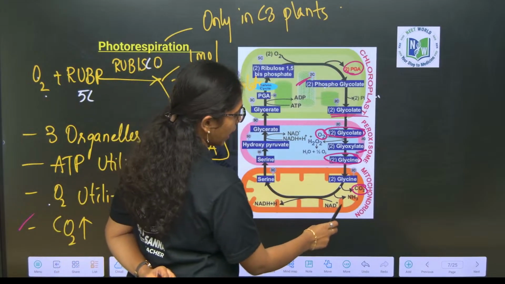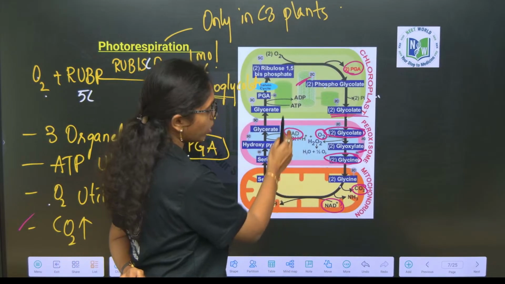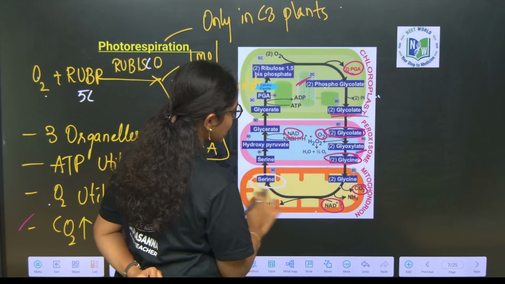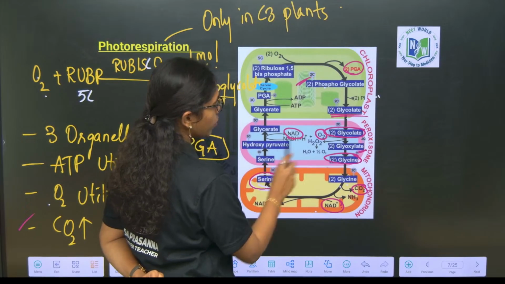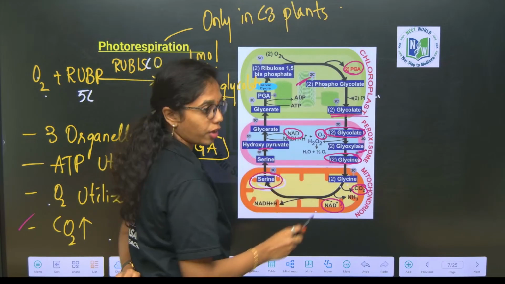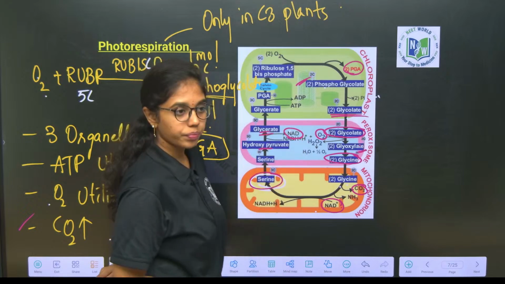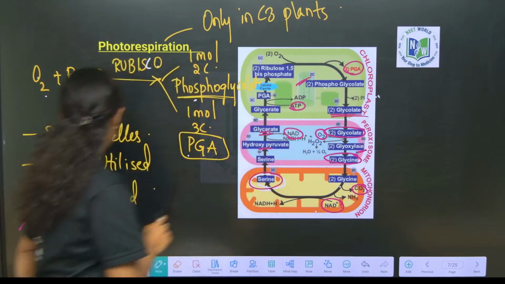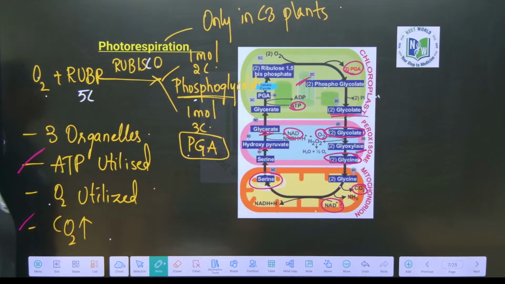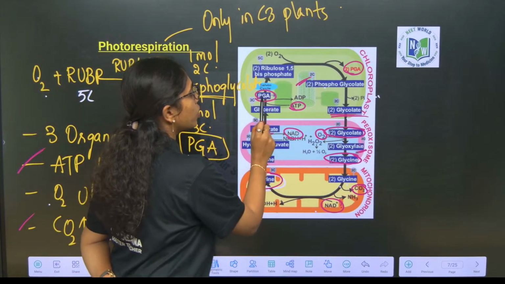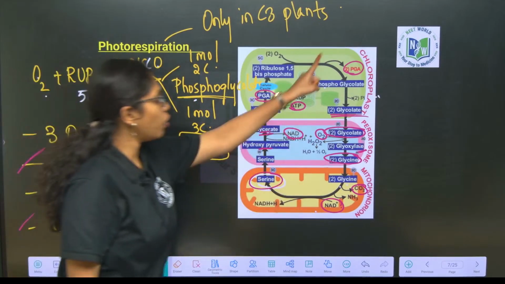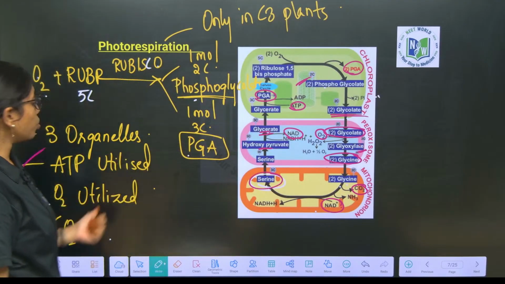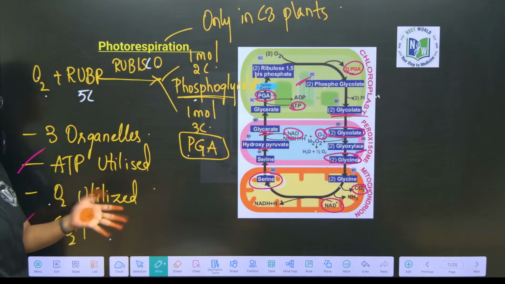Here NAD plus is utilized and here it is released, so it is neutralized; we are not counting NAD plus. Glycine is turned to serine. Serine will enter the peroxisome again and converts to hydroxypyruvate and glycerate. Glycerate enters the chloroplast, where ATP is utilized again, and this is converted to one molecule of phosphoglyceric acid. See how much journey it is doing to synthesize one more phosphoglyceric acid, by consuming so much energy and releasing carbon dioxide.